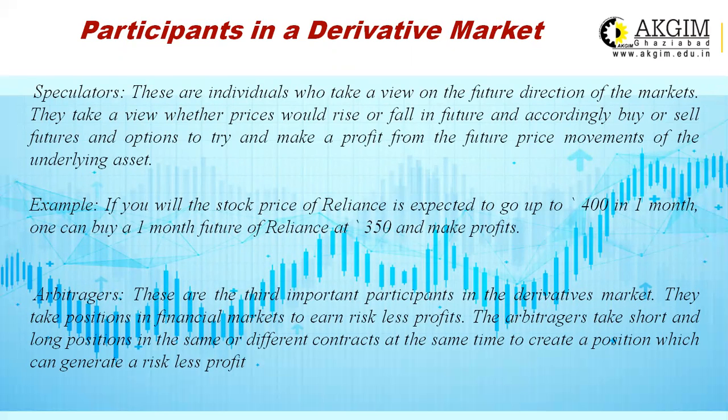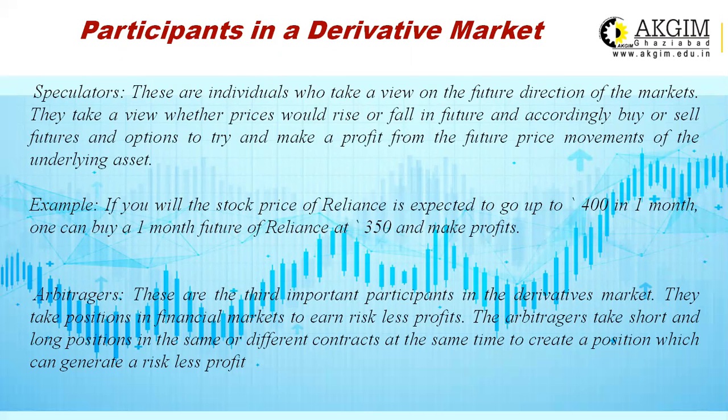Then there is the speculator, who wants to take the risk. These are individuals who take a view on the future direction of the market. They take a view on whether the price will rise or fall in the future and take a position accordingly. They buy or sell futures and options to try and make a profit from future price movements of the underlying asset.